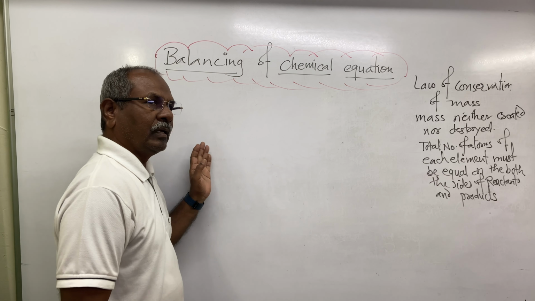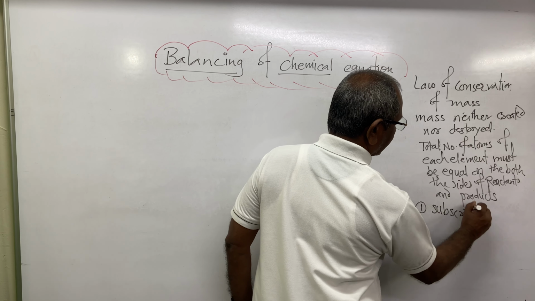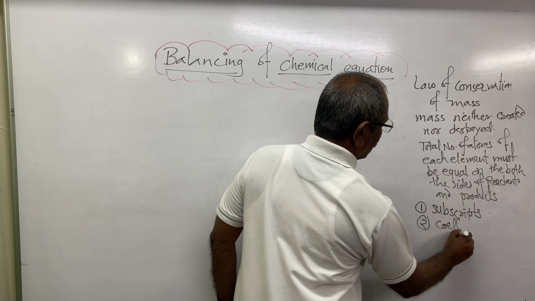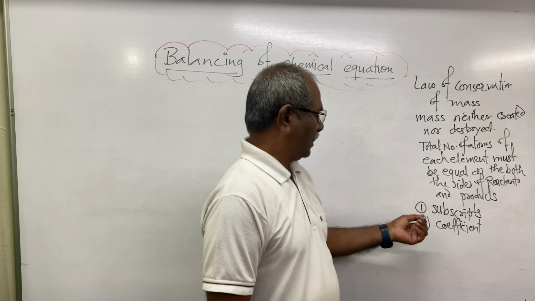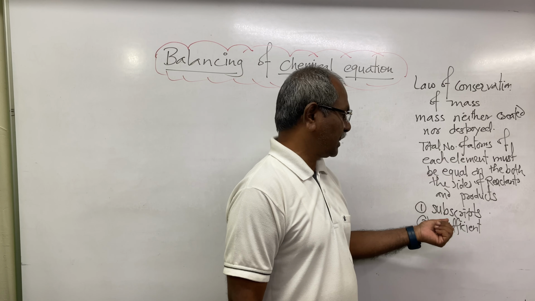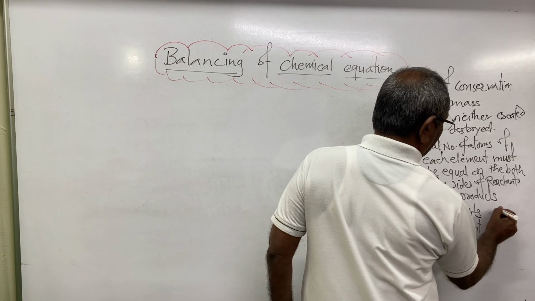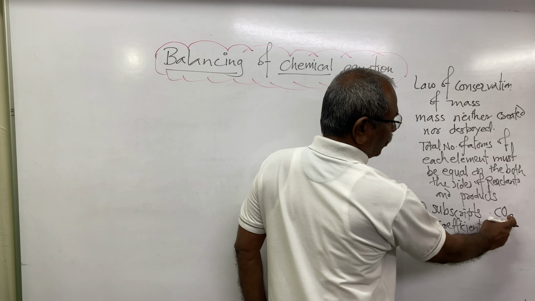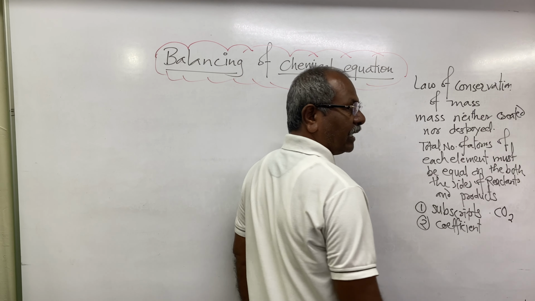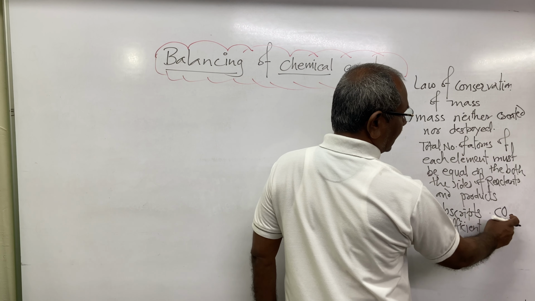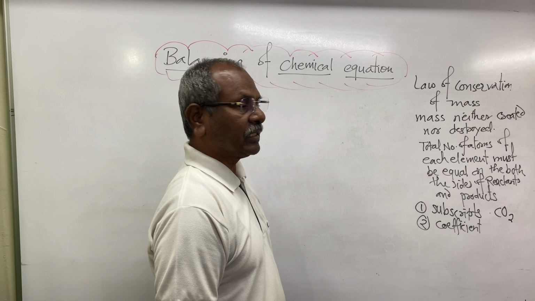Now before balancing, you should know two more numbers. One is called subscripts and second is a coefficient. So before balancing, you must understand the actual meaning of the two numbers. Subscripts, for example, you take CO2. The 2 is nothing but subscripts and is always written at the bottom of the element. So this is the small number. It tells the number of atoms of oxygen. 2 oxygen atoms are present in one molecule of CO2, that is carbon dioxide.